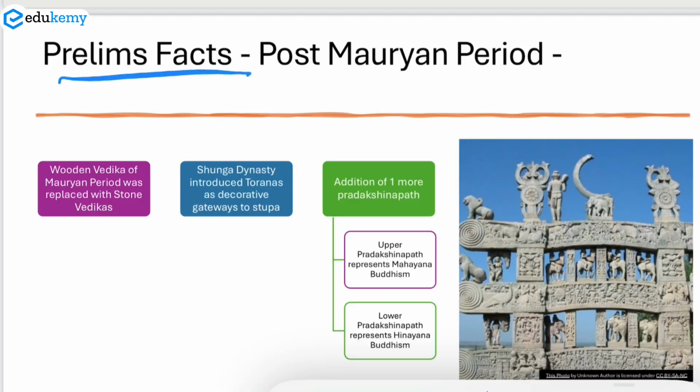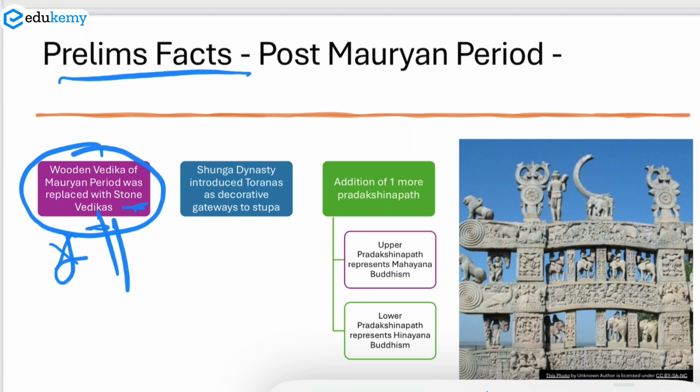You can see here the important facts with respect to the post-Mauryan period, जहाँ wooden Vedikas of the stoop were replaced with stone Vedika. Vedika was the boundary wall. The Shunga dynasty introduced torans as decorative gateways to stoop. There was an addition of one more Pradakshina path जो हमने देखा अभी, where the upper Pradakshina path represents Mahayana Buddhism and the lower Pradakshina path represented Hinayana Buddhism.